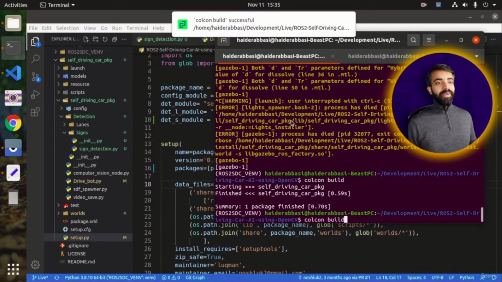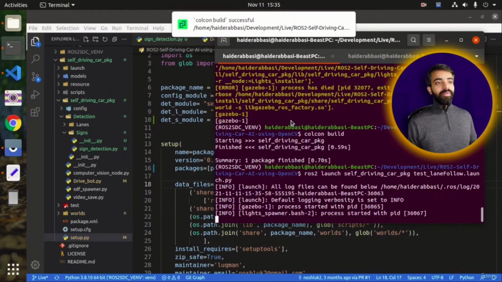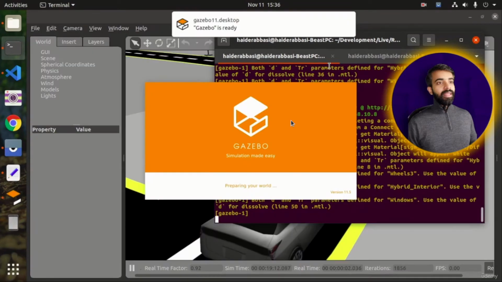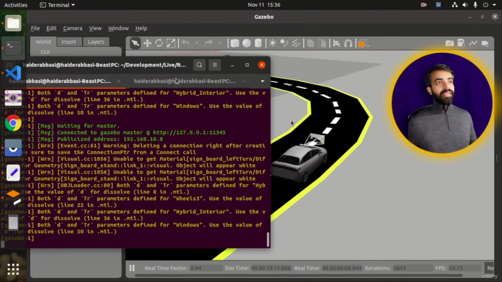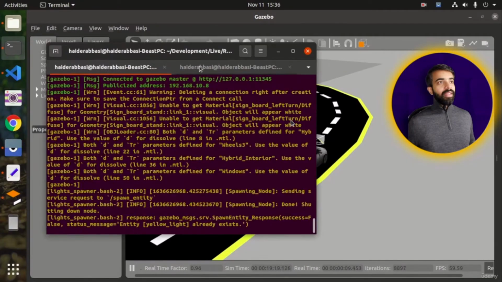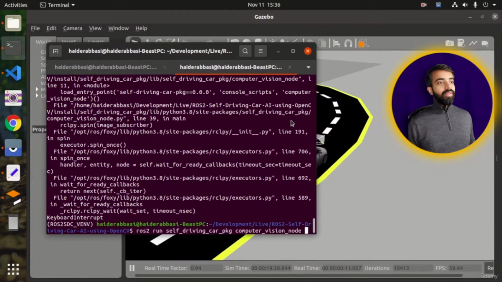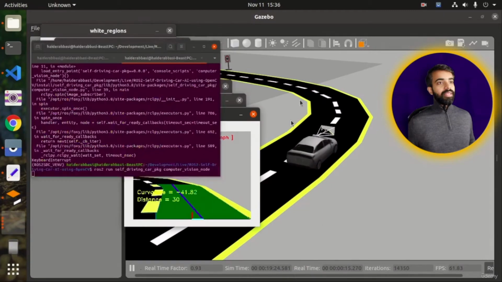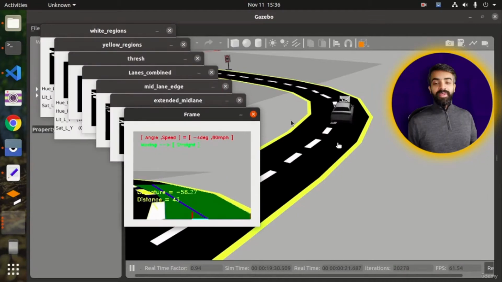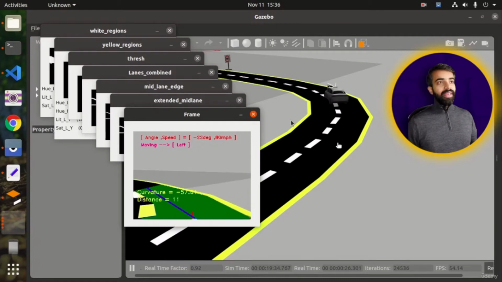Once it has been built successfully, we can launch our simulation and see what happens. Now, at the moment, the car is standing on a turn and it is approaching a sign right there. Now, if I run the computer vision node, let's see the results. So the car starts to move, and let's see what happens. So it's following the lane, which is the lane assist feature, which was working successfully when we finished it last time. So whenever it approaches its first sign, you will see whether it detects it or not.